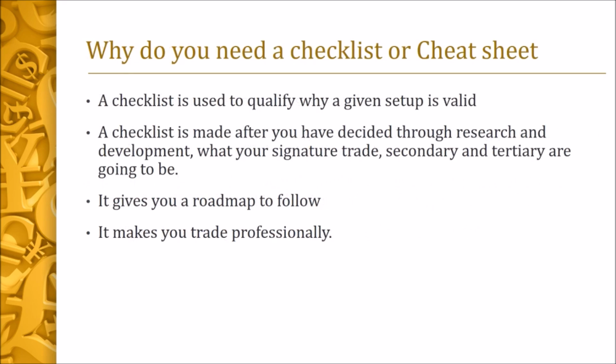So why do you need a checklist or a cheat sheet? A checklist is used to qualify why a given setup is valid. That is, you define the quality of setups that you are looking for. Here we are trying to remove randomness within your trading. A checklist is made after you have decided through research and development what your signature trade, secondary and tertiary are going to be. It gives you a roadmap to follow.